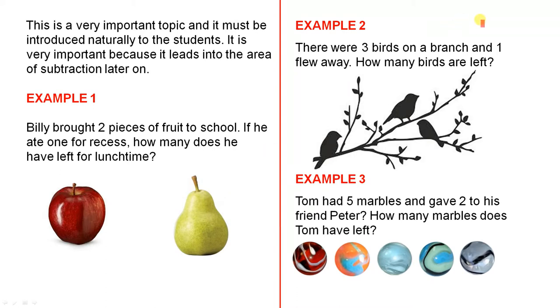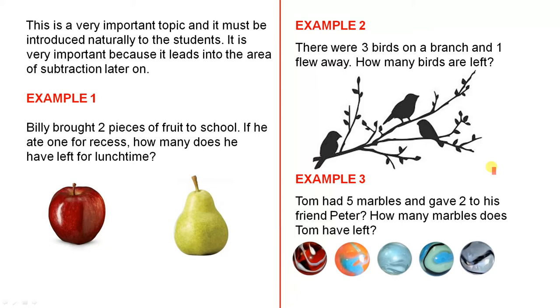Example 2, there were 3 birds on a branch, and 1 flew away. How many birds are left? So they count the birds firstly to make sure there are 3. When it says 1 flew away, they can do it in many ways. They can cross one of them off, or they can circle one of them, or whatever. And then they can work out what's left.